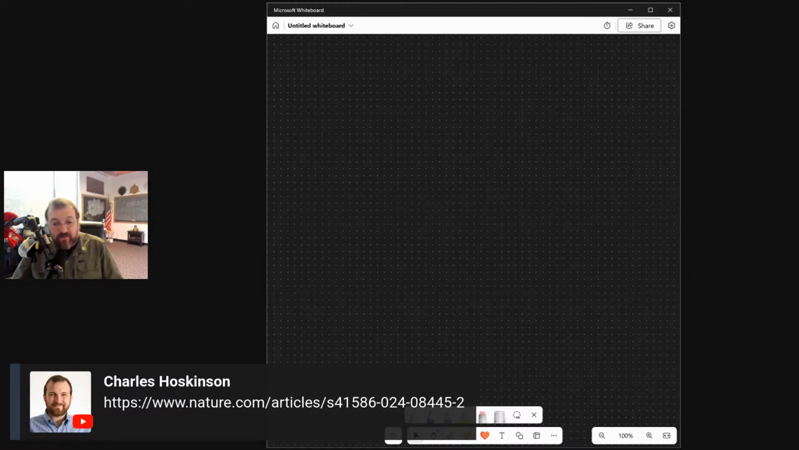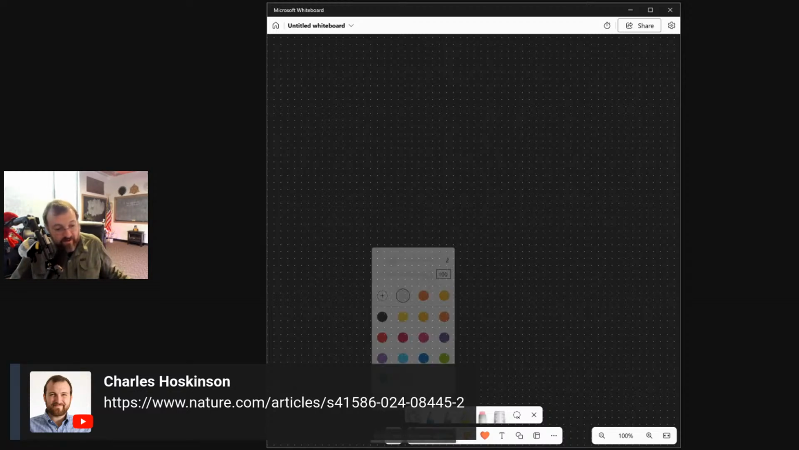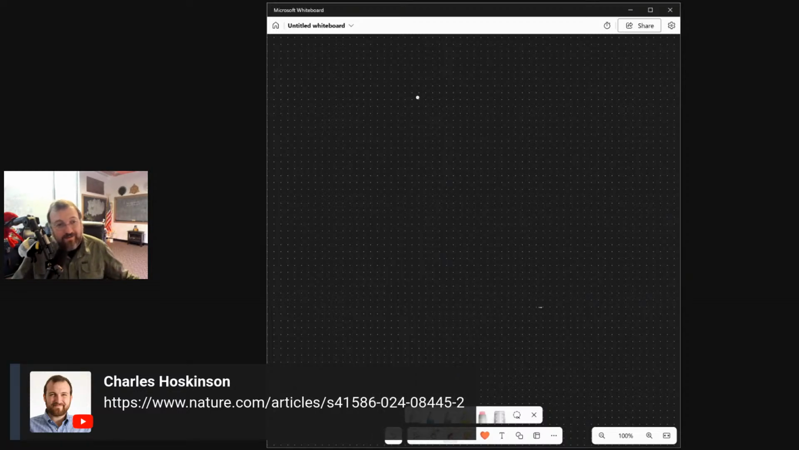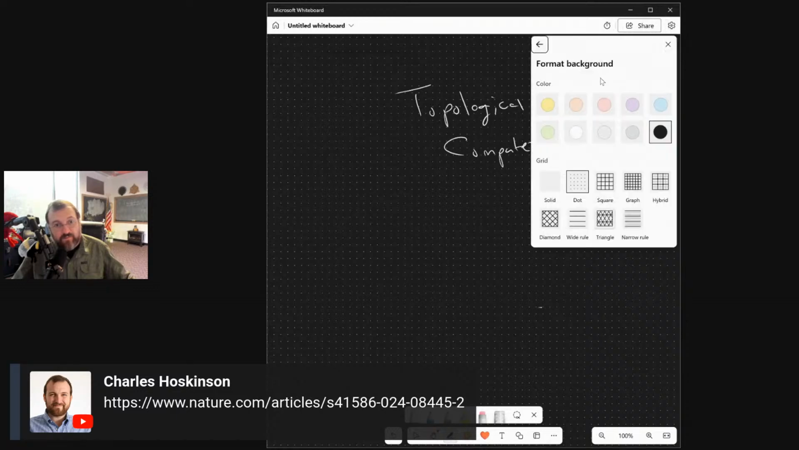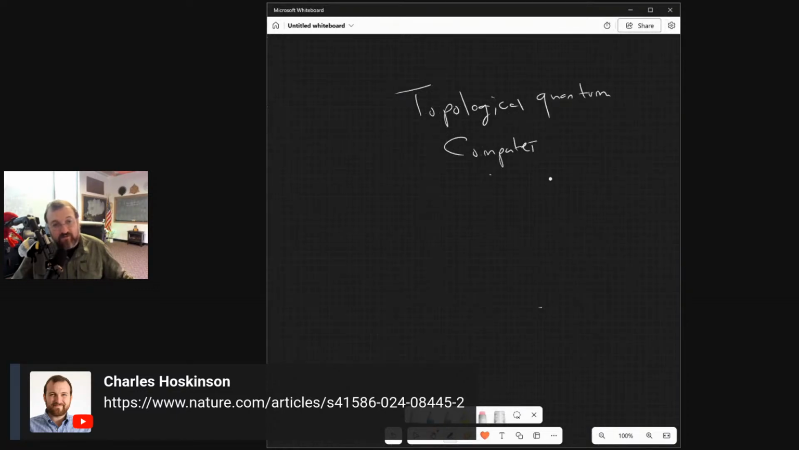So, basically, what Microsoft did is they figured out how to build a topological quantum computer. Okay. And what we're going to do is we're going to format the background a little bit, change that to squares. That's a little easier to see. A topological quantum computer. This is a long theorized but impossible to build thingy. I like the word thingy.